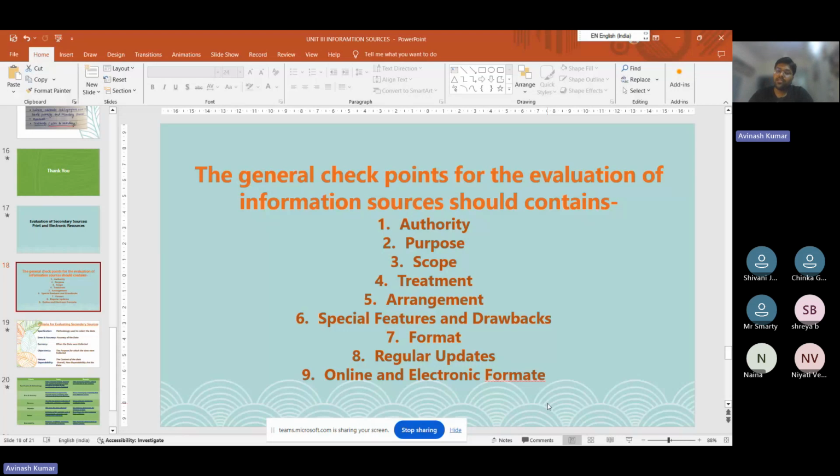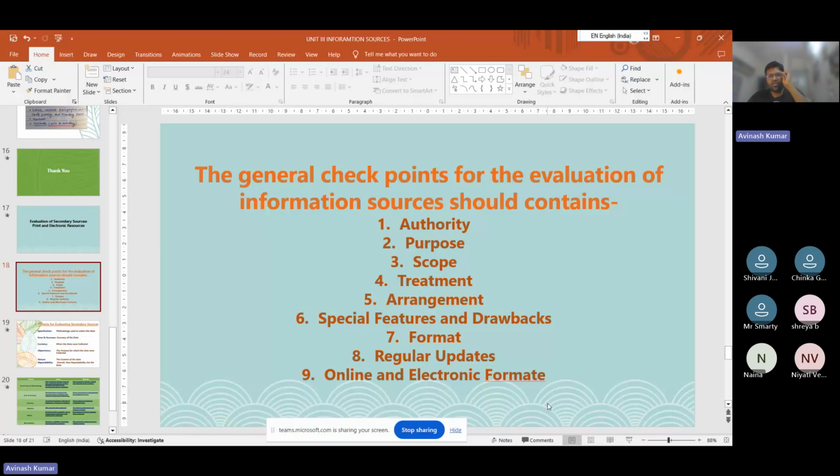So you should update on a regular basis. Last one is the online electronic format. This data comes in a conventional type or non-conventional type. Online is non-conventional, so you should understand the evaluation process. So these are the nine types of evaluation of information sources.